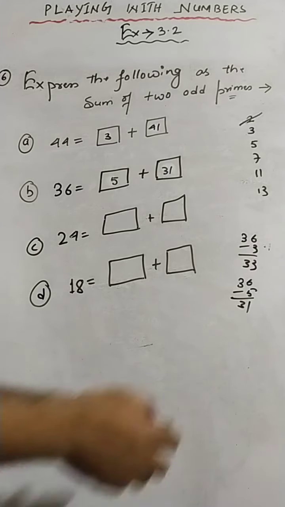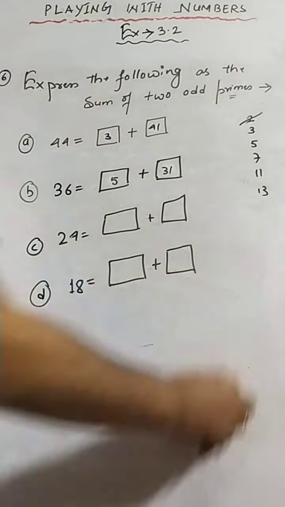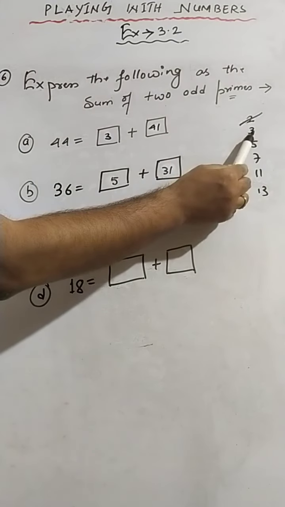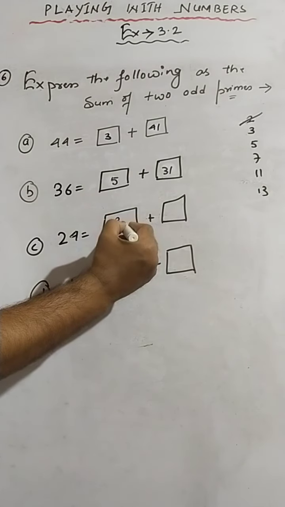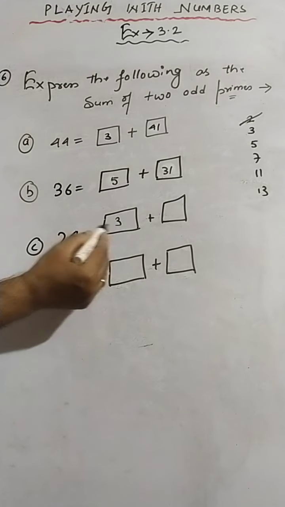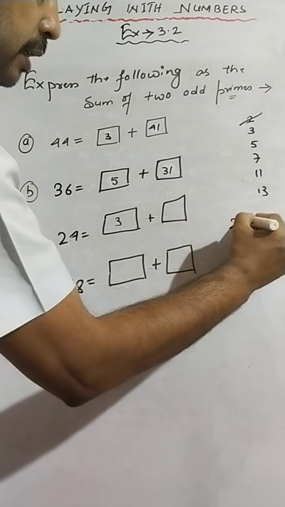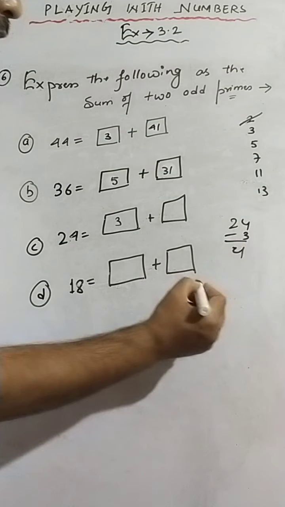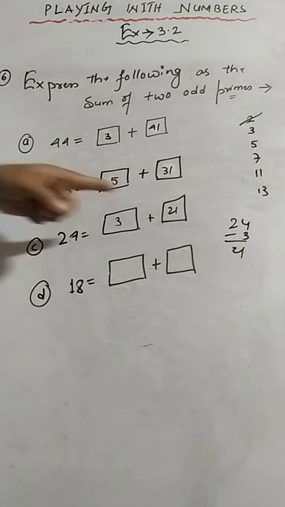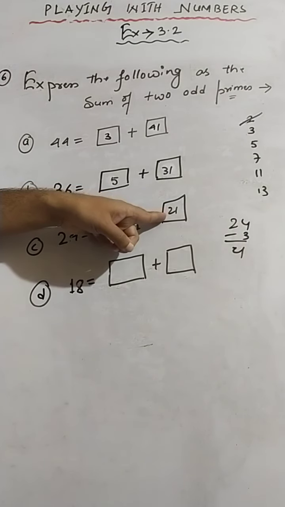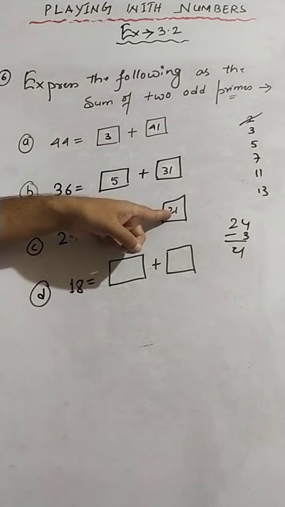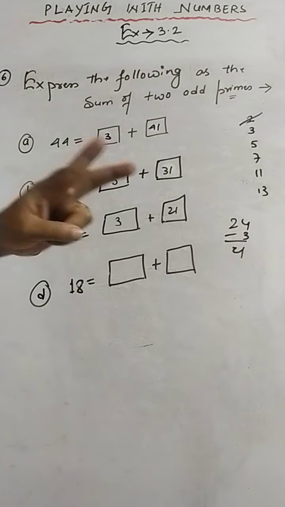Now let's do question number C. Again we'll do the same thing. We'll start with 3. So if you put 3 here, we have to subtract 3 from 24. So the answer is getting what? 21. Is 21 an odd number? Answer is yes. Now is 21 a prime number? Answer is no. Why no?